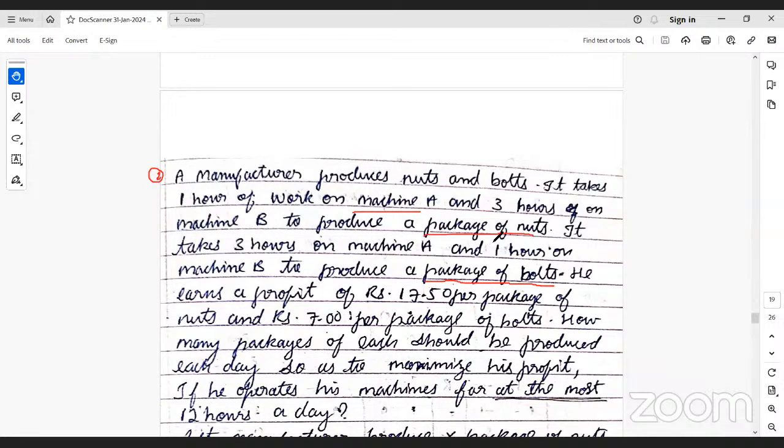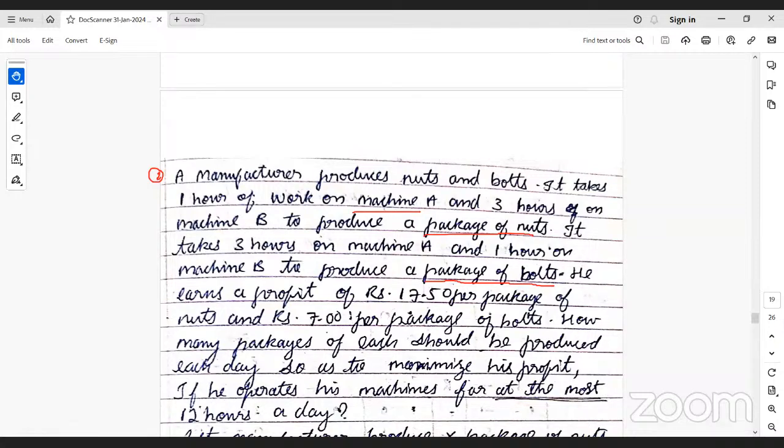So see, in the last case also we had product P and product Q. Instead of product P and product Q, here we have a package of nuts and a package of bolts. Next, he earns a profit of rupees 17.50 per package of nuts and rupees 7 per package of bolts. So whatever profit he is earning is given here. Profit earned by selling one packet of nuts is 17.50, and similarly by selling bolts is 7 rupees.